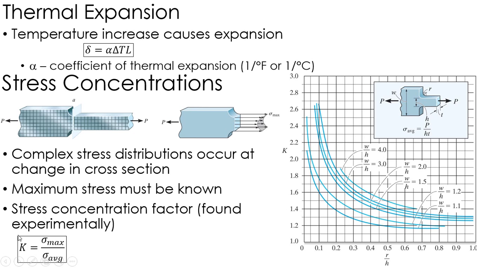And then you plug that into this, and basically you find how much that average normal stress increases due to that stress concentration that's occurring at that change in area. Okay, so in order to solve those problems, you'll need this chart. Again, this chart is found experimentally. And if you check out the example, I show you exactly how to deal with that.